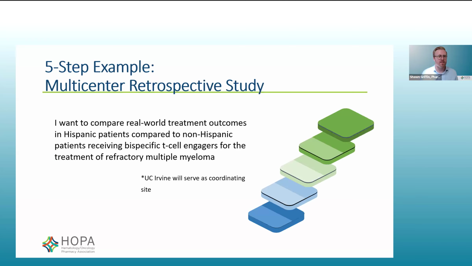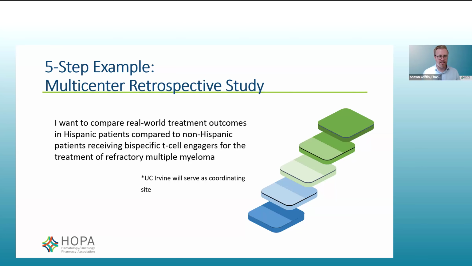But in general, and I'm hoping to provide an example to go through this, it's important to figure out what steps are required at your particular institution. And unfortunately, again, this is incredibly frustrating. They are going to be slightly different at every single institution across the country. But this five-step example is for a recent retrospective multi-center resident research project that I helped one of my PGY2s on last year. We wanted to look at real-world outcomes related to Hispanic and non-Hispanic patients receiving the new or novel bispecific T-cell engagers.